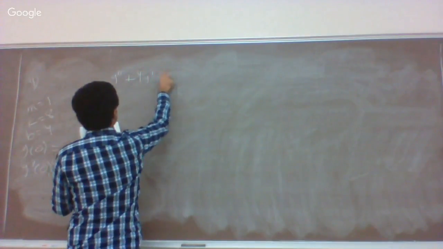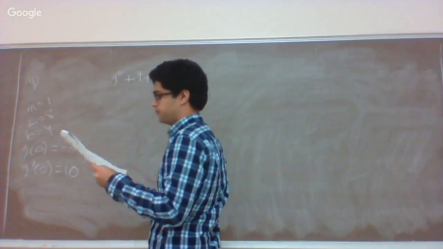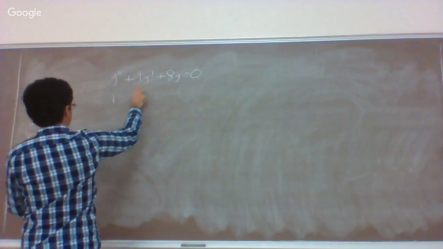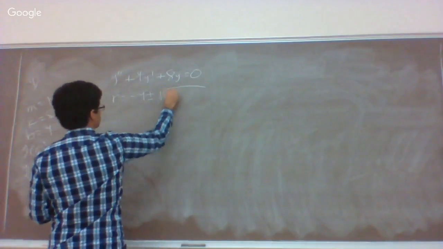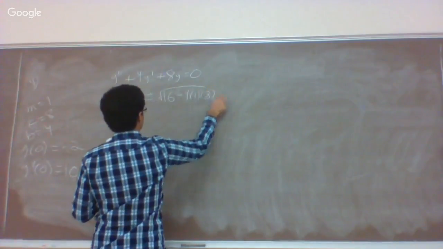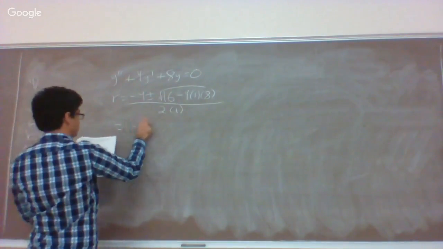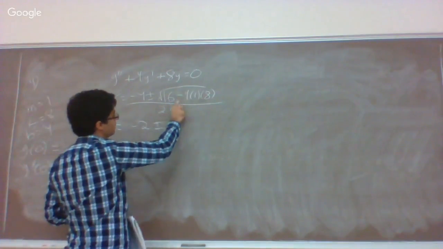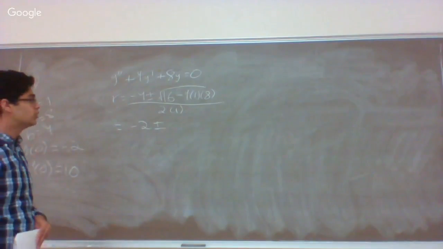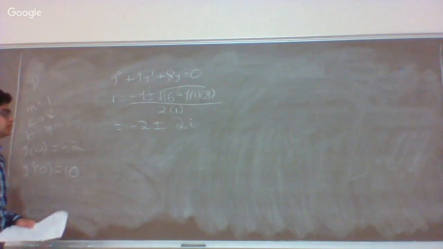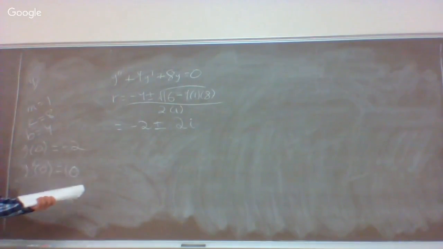So the equation would be y double prime plus my b value, which is 4, y prime, plus 8y equal to 0. We do the auxiliary. R is equal to -4 plus or minus square root of 4 squared, which is 16, minus 4 times 1 times 8, divided by 2. And if we simplify this, -4 divided by 2 is a -2, plus or minus. Inside the square root, I have 16 minus 32, so that's -4i divided by 2, so I get plus or minus 2i. Any questions on that?